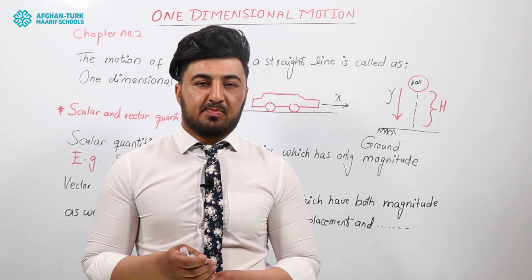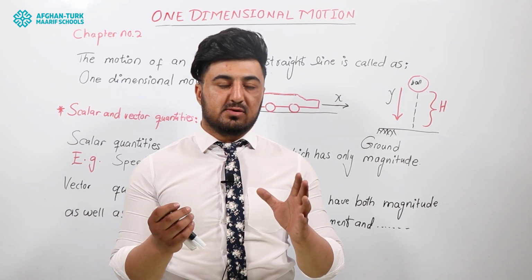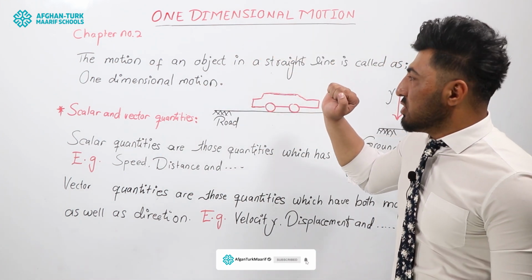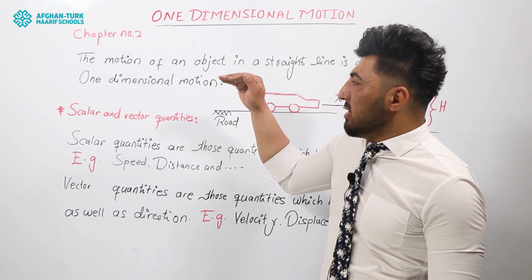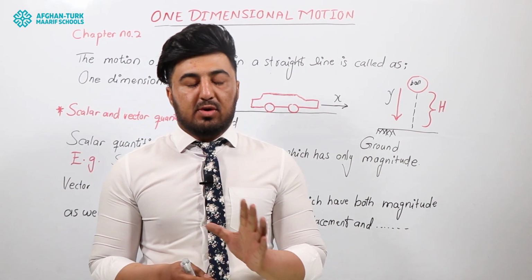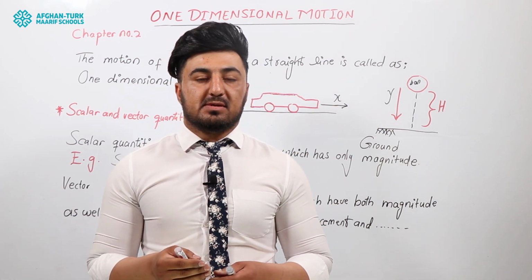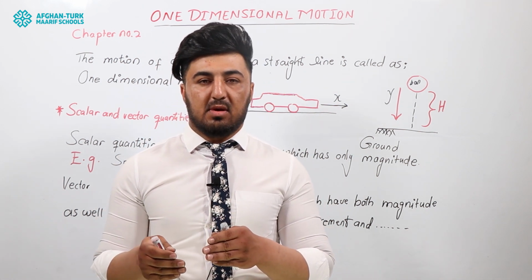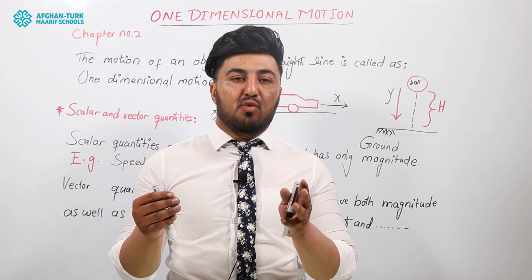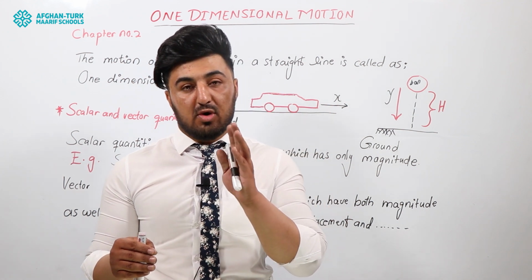Students, we are going to start our new chapter, which is chapter number 2, and it is related to a very interesting topic, which is one-dimensional motion. But before the definition of one-dimensional motion, let me explain kinematics. So what is kinematics? Kinematics is a branch of mechanics which deals with the motion of objects irrespective of what caused this motion. I'm going to repeat, irrespective of what caused this motion.